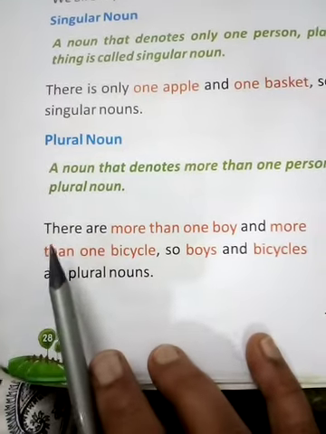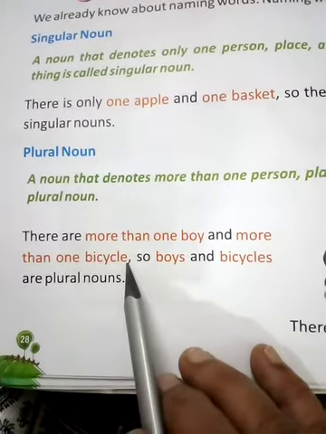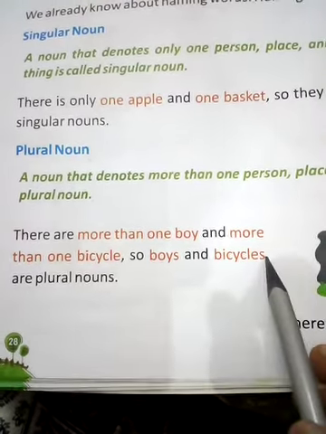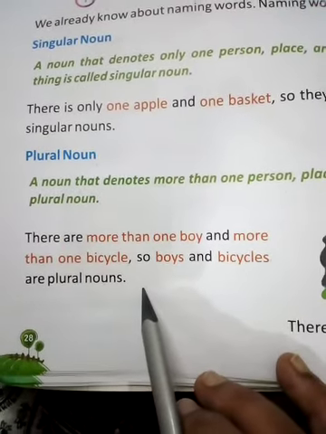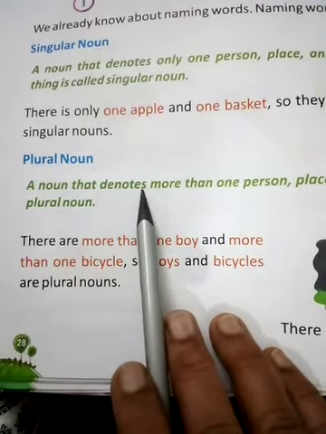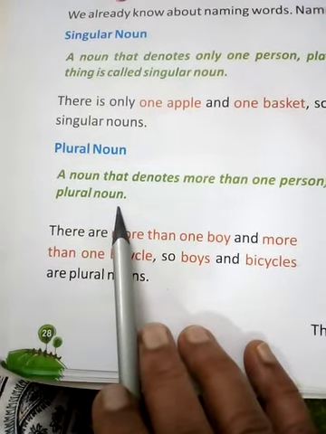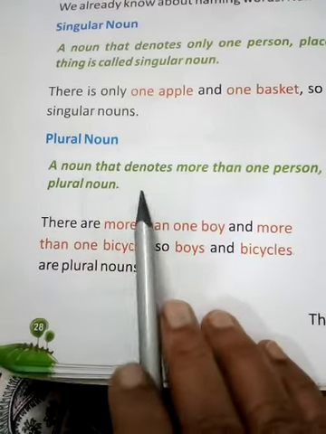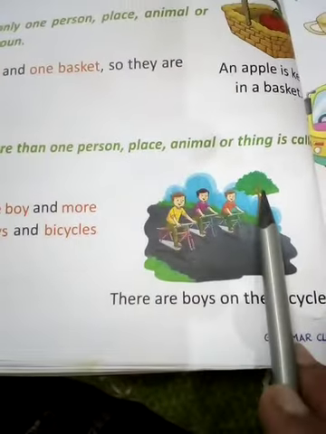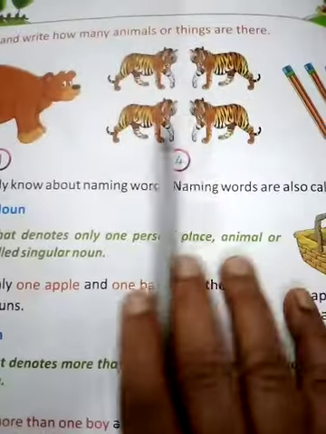So, there are more than one boy and more than one bicycle. So, boys and bicycles are plural nouns. Okay, children, I hope you understand. A noun that denotes more than one person, place, animal or thing is called a plural noun. Plural means more than one, like 3 boys, 3 bicycles, 4 tigers, 3 pencils, like this.